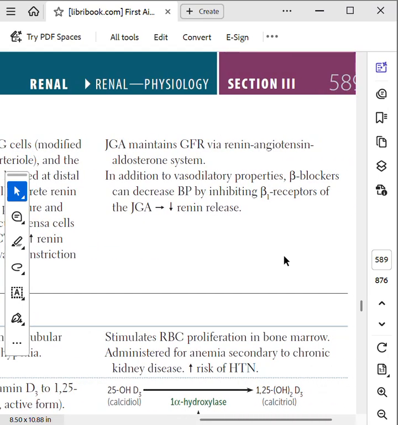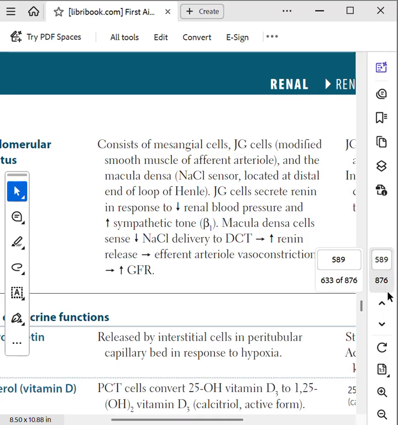The juxtaglomerular apparatus maintains the GFR via the renin-angiotensin-aldosterone system. So angiotensin and aldosterone are both acting here. We will see the path of aldosterone in the next segment. In addition to vasodilatory properties, beta blockers can decrease blood pressure by inhibiting beta-1 receptors of the juxtaglomerular apparatus. This decreases renin release.